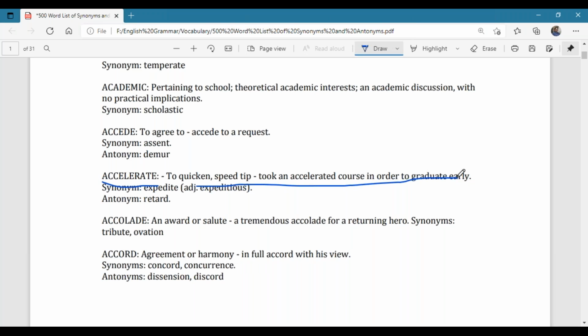Just to increase the speed. Speed up, we say, hurry up. Increase in rate, amount, or extent. Okay. Antonyms mean decrease, diminish, dwindle, lessen, contract. Okay. Recede, wane. All these are the opposite words for this.